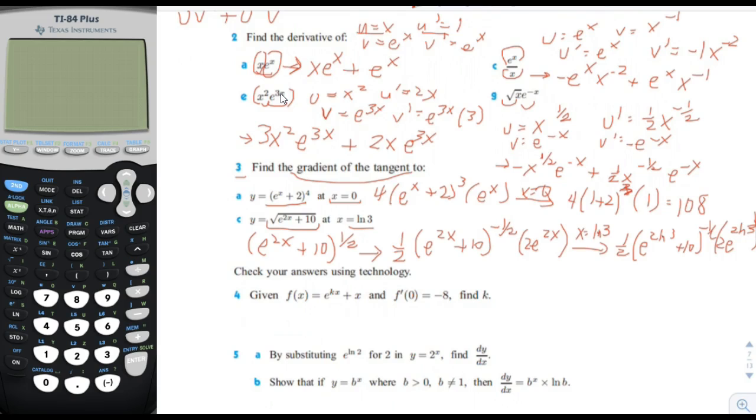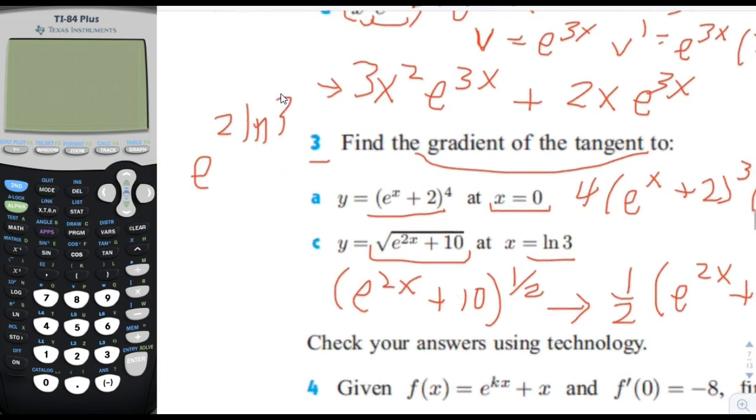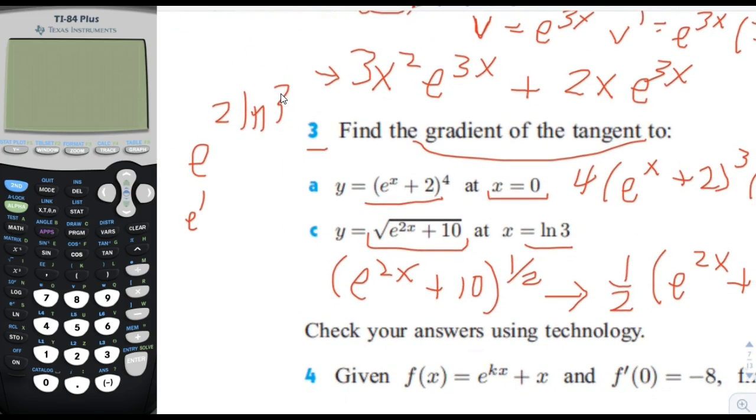Let's do a calculation here to the side. e to the 2 natural log of 3. What does that mean? It's the same thing as e to the natural log of 3 times 2, and that's the same thing as e to the natural log of 3, squared. And e to the something and natural log of something are inverses of each other. So if you do e to the natural log of something, you get the something. So this reduces to 3 squared, which equals 9.